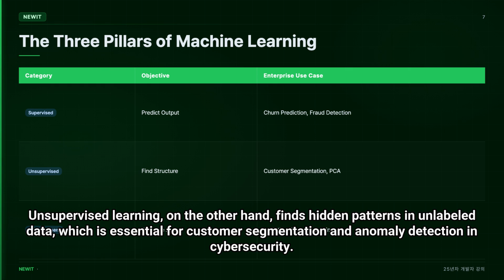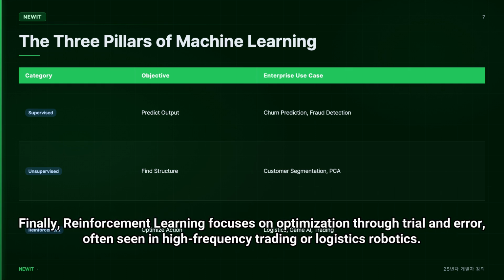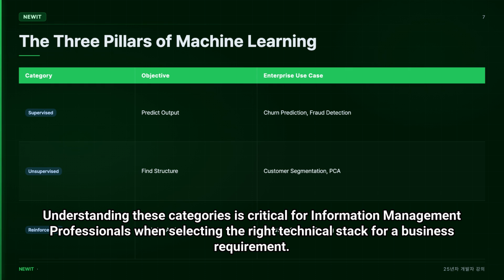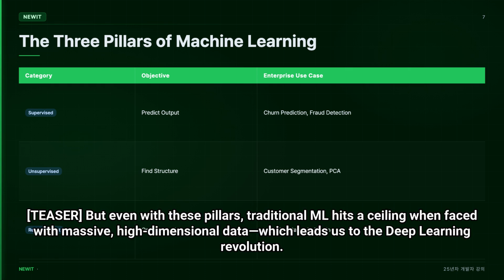Unsupervised learning, on the other hand, finds hidden patterns in unlabeled data, which is essential for customer segmentation and anomaly detection in cybersecurity. Finally, reinforcement learning focuses on optimization through trial and error, often seen in high-frequency trading or logistics robotics. Understanding these categories is critical for information management professionals when selecting the right technical stack for a business requirement.